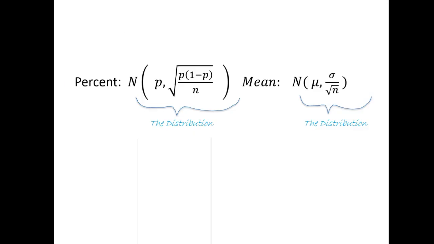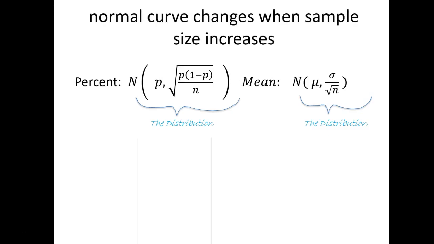So let's also look at one other thing about sample distributions. You might want to make sure this is in your notes. This is how that normal curve changes when the sample size increases. When sample size increases, if you look at these two equations, you'll notice that the standard deviation has n in the denominator. That means that it's shrinking. It's being divided by that square root of n.